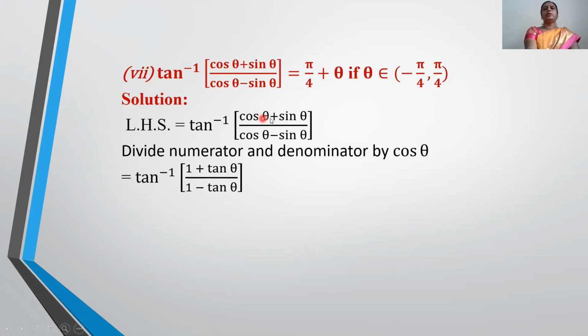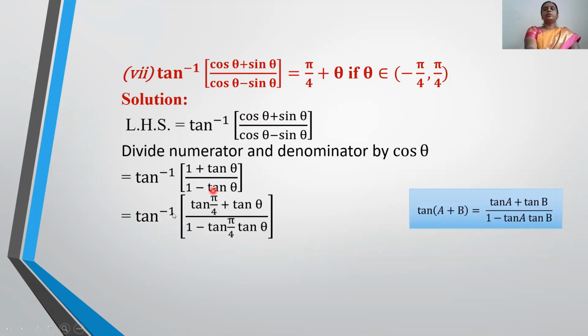Because here, if we divide numerator by cos theta, cos theta will get cancelled. Here remains 1. And here plus sin theta divided by cos theta, that is tan theta. In the denominator, cos theta gets cancelled. Here remains 1 minus sin theta divided by cos theta, tan theta.